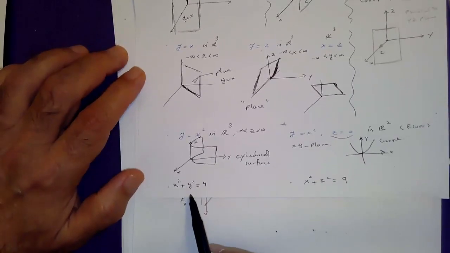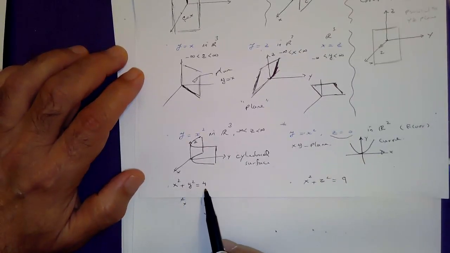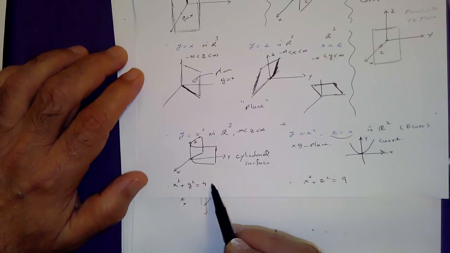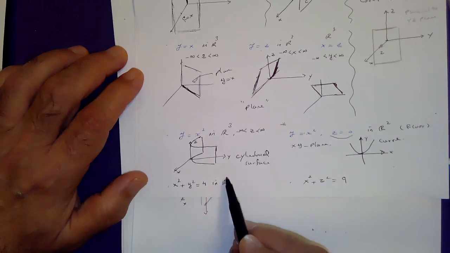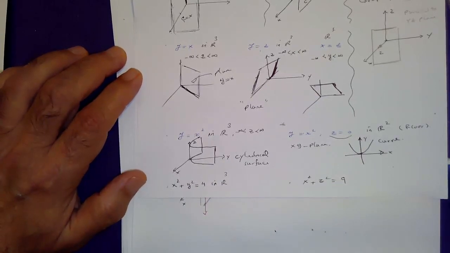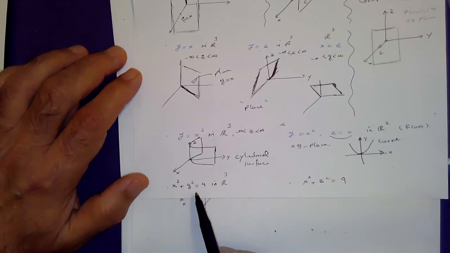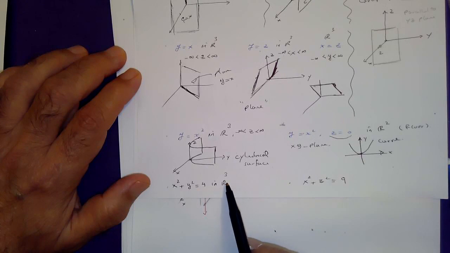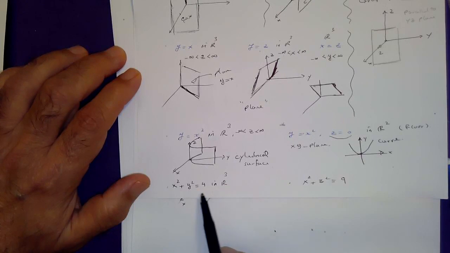What about this guy? X squared plus y squared equals 4. Well, remember you are in R3. So, excuse me. On the floor, this would look like a circle, right? But in the space, it's not a circle anymore. Be careful.